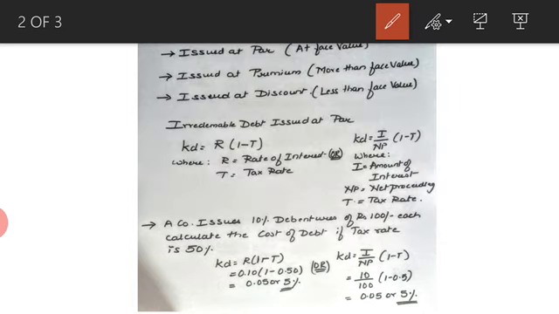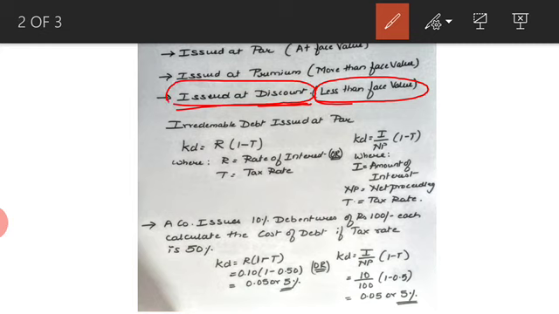And opposite is the case with discount. Issued at discount means if the company issues, suppose a company issues debentures of rupees 10 each at rupees 5 each, that means they are issuing it at less than the face value. Face value is 10 rupees, but they are issuing it at 5 rupees. Then we call it as issued at discount.